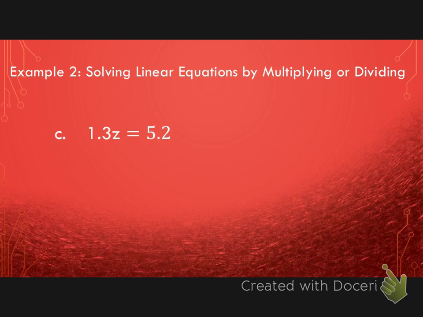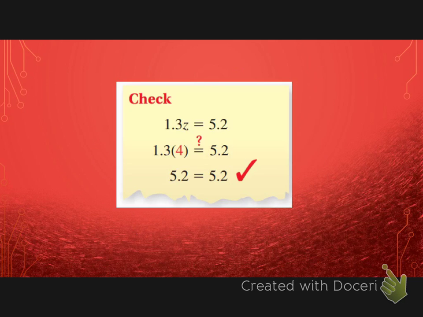But for the C one, again, doing our division property because we have multiplication going on, we want to take the 1.3z and divide by 1.3. And if you put that in your calculator, you're going to get that z is equal to 4. And again, you can put that in and double check it. 1.3 times 4 is going to give you 5.2.